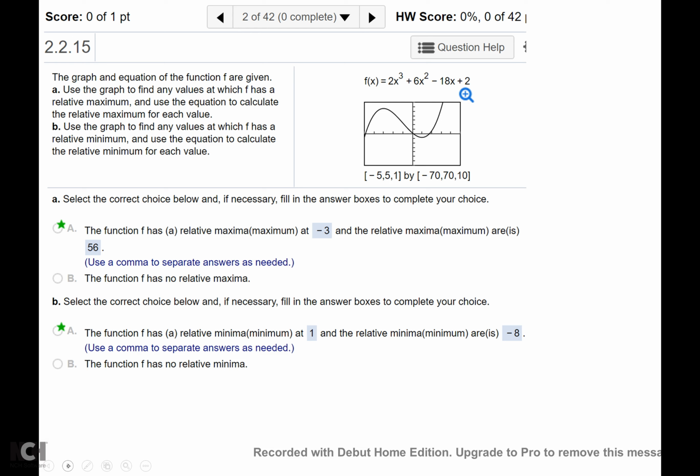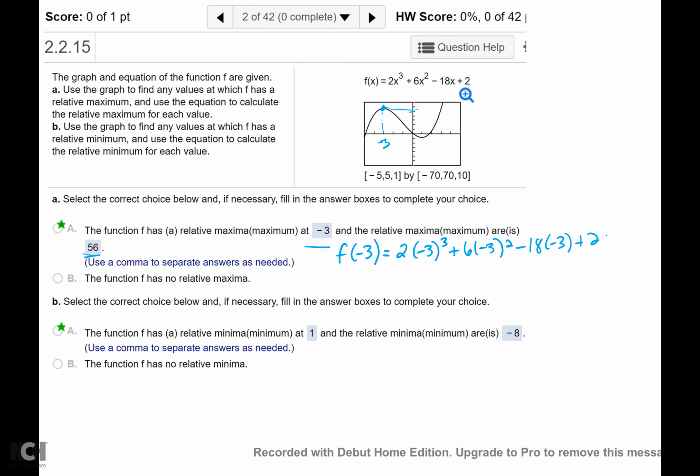All right, so if I look for a maximum, it's right there, and that corresponds to x equals negative 3. That value, in other words, this y-coordinate, is what they're looking for. So to find that, you plug in negative 3 to the function. If I find f of negative 3, I have 2 times negative 3 cubed plus 6 times negative 3 squared minus 18 times negative 3 plus 2.